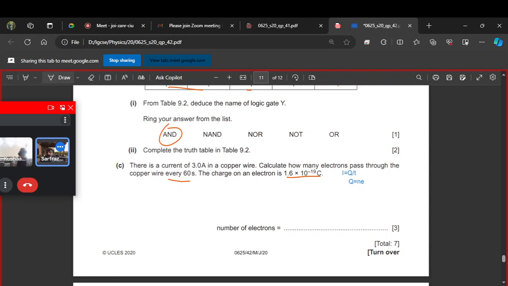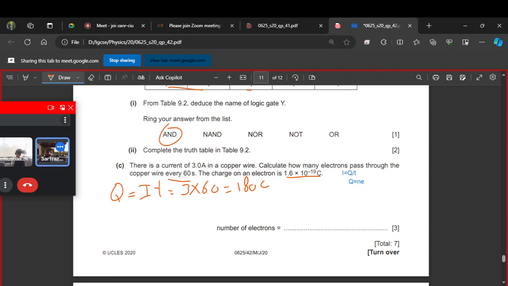So first you will find Q. Q will be IT. So I is 3 and time is 60, so it will be 180. 180 coulomb. Is it right?